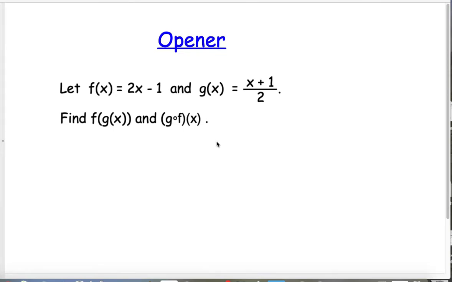Today we're going to look at inverse functions. So let's start with this opener. And after you process this, hit pause and try and work it out yourself and then see how you did.